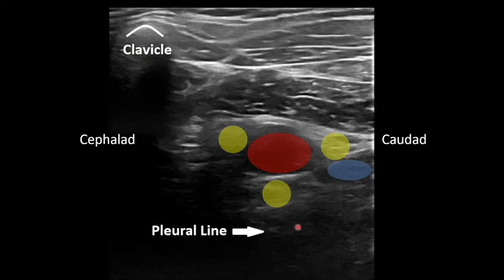Deep to these structures, you may see the faint outline of the pleural line, and this is an important landmark to identify, so that you don't violate the pleural space during the procedure.